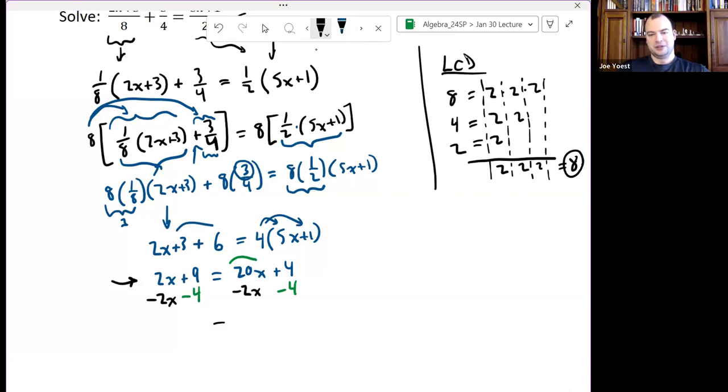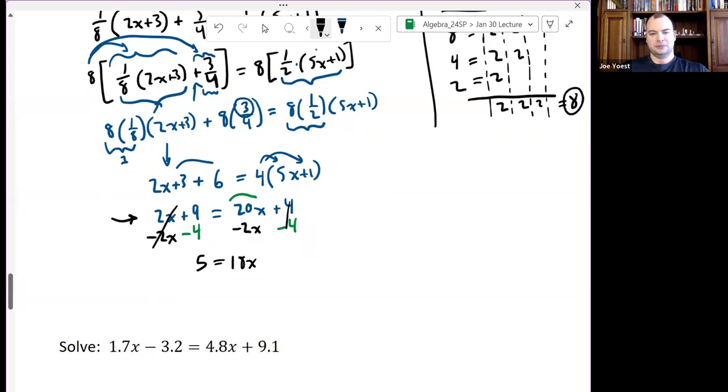On the right, 20x minus 2x is 18x, plus 4 minus 4 goes away. On the left, 2x minus 2x goes away. 9 minus 4 is 5. I've successfully isolated my variable term. I need to divide through by the coefficient of the variable, 18.